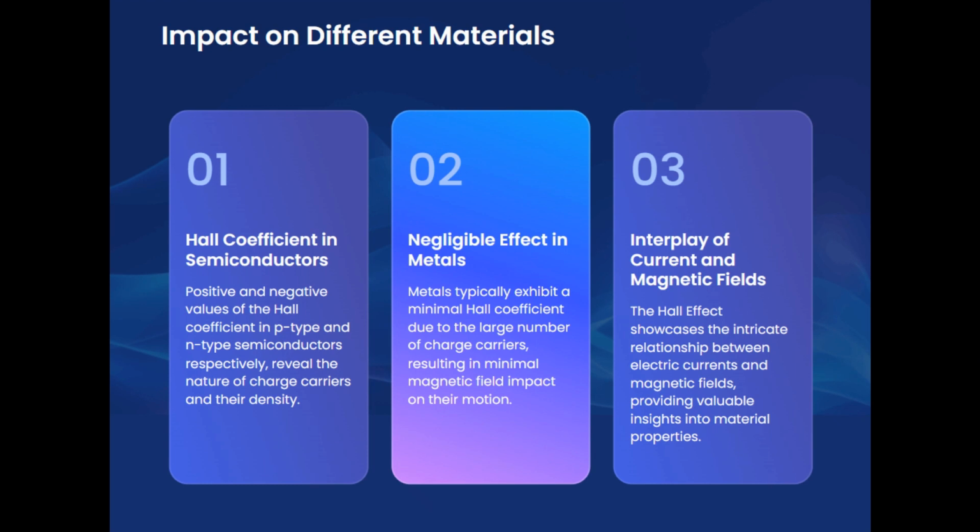But what about metals? You may ask. Well, metals typically have a very small, often negligible Hall coefficient. This is because the number of charge carriers in a metal is so large that the effect of the magnetic field on the motion of these carriers is minimal.